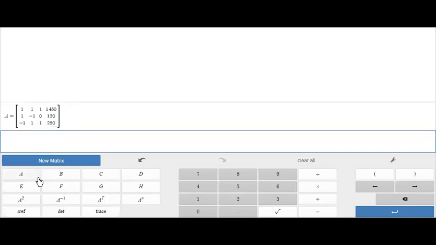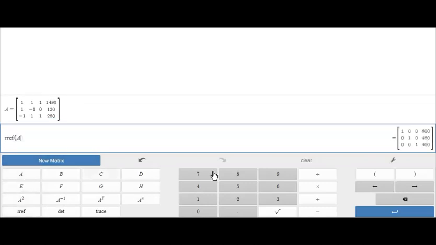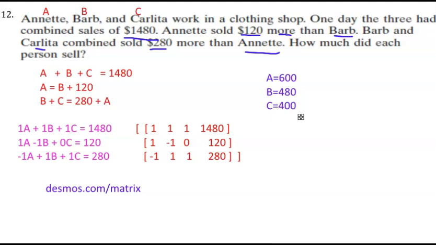And then we'll put it into reduced row echelon form. So press RREF and then A. There's your solutions. We have 600, 480, and 400. That's your A, that's your B, and that's your C. And so that would be our answer. So Annette sold $600, Barb sold $480, and Carlita sold $400 worth of clothes.